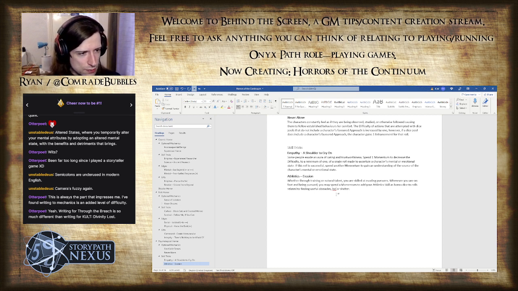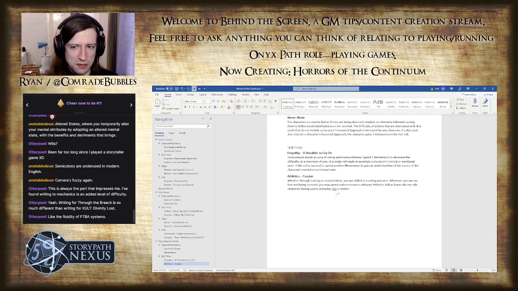Writing for Through the Breach is so much different than writing for Cult. Oh, I can imagine. Man, Through the Breach. I really want to play Through the Breach. Less so Cult, purely because everything I've heard about Cult has been like, I probably wouldn't enjoy this game, but man, Malifaux is so cool. Yeah, the fluid PBTA systems. Huge fan of PBTA games.